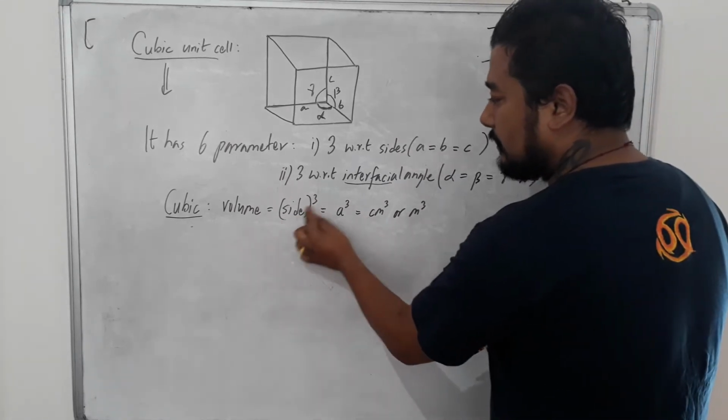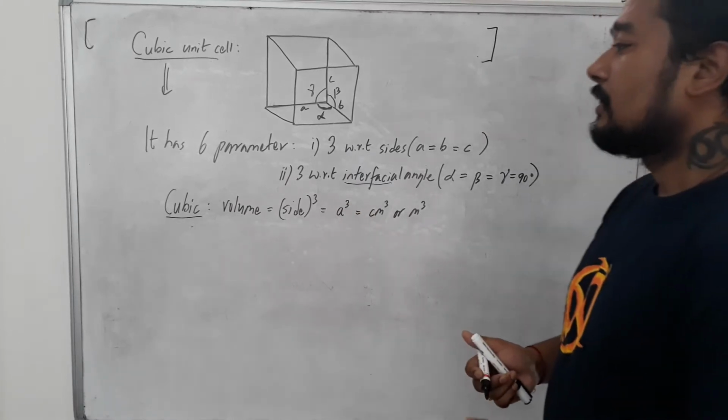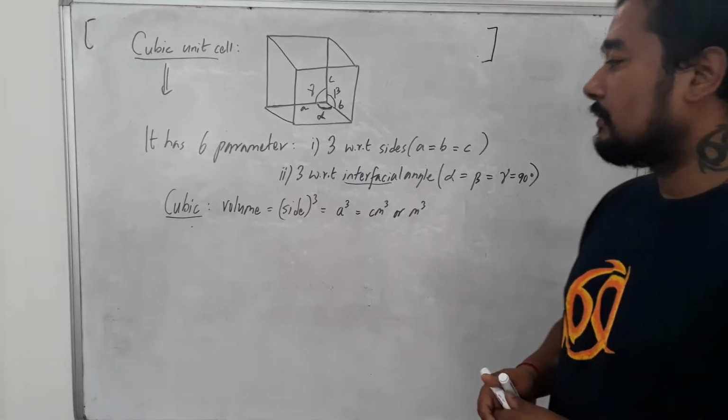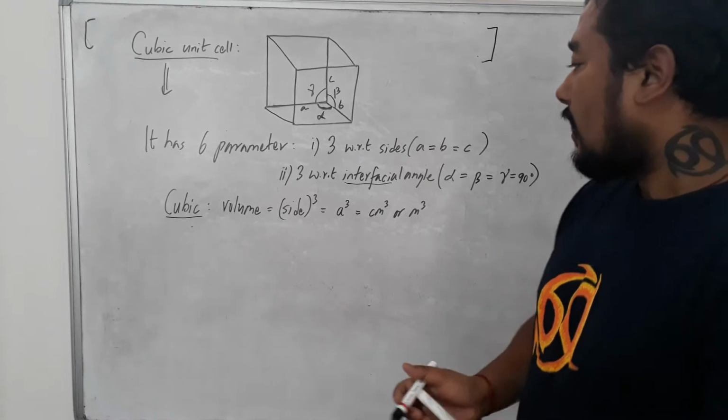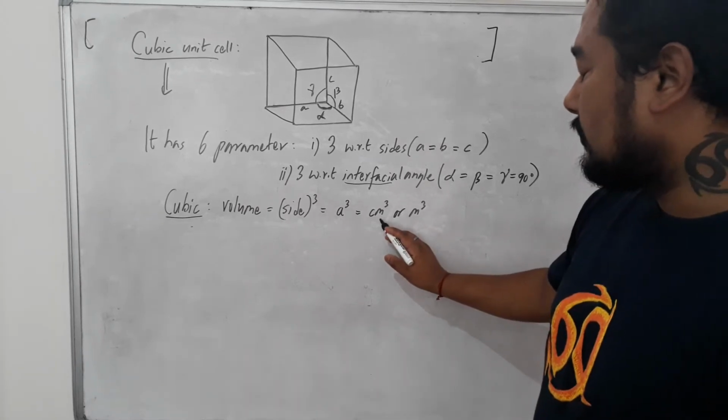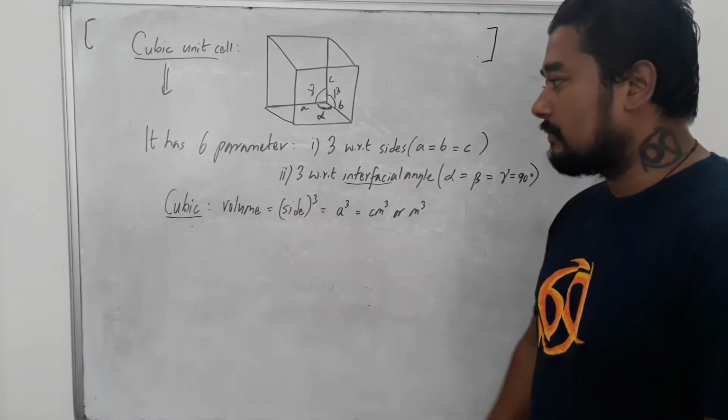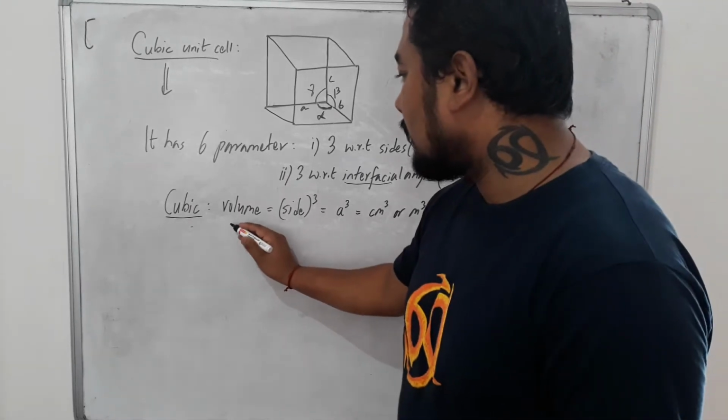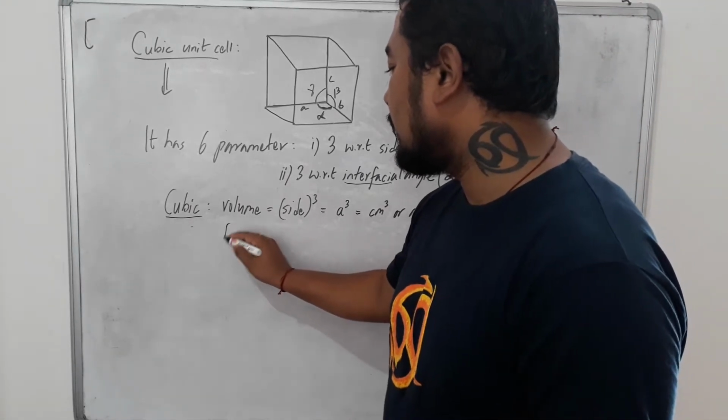If you put a meter, it becomes meter cube, that is in SI system. So the volume of the cube formula is side cube, that is A cube. And the unit can be centimeter cube in CGS system and meter cube in SI system. Now what we will see is how many faces it has.